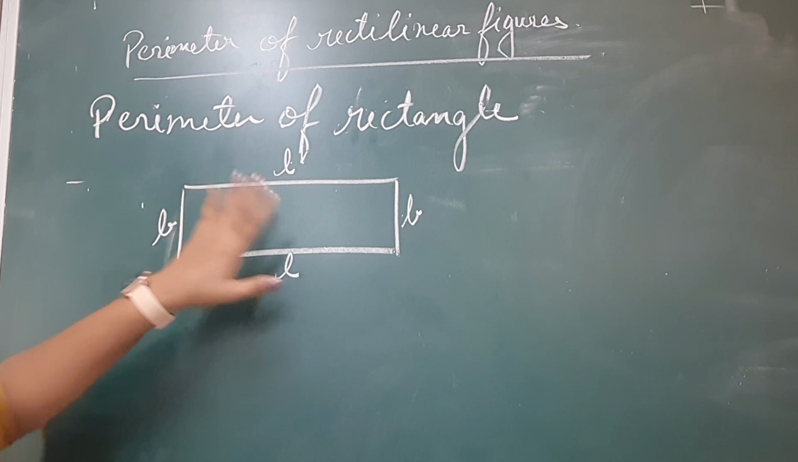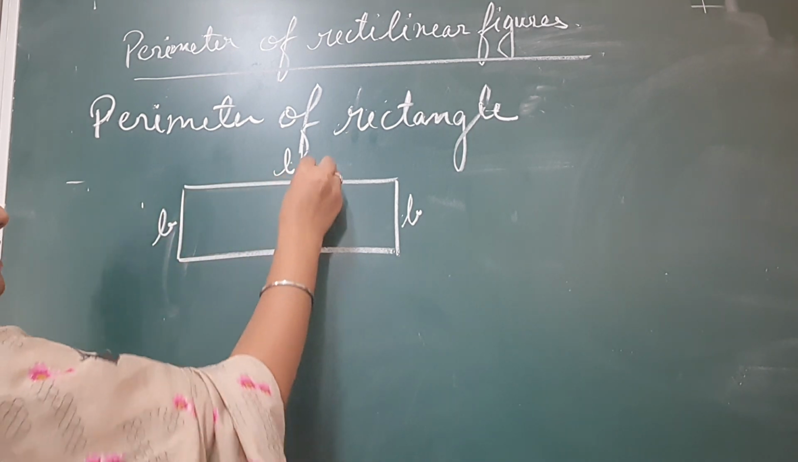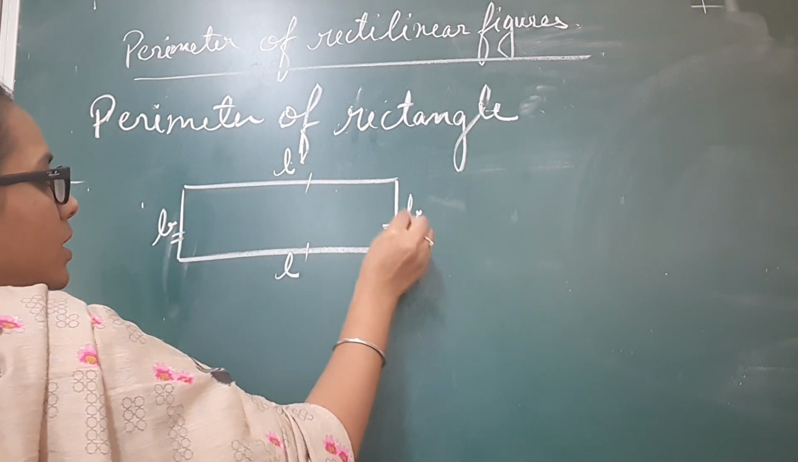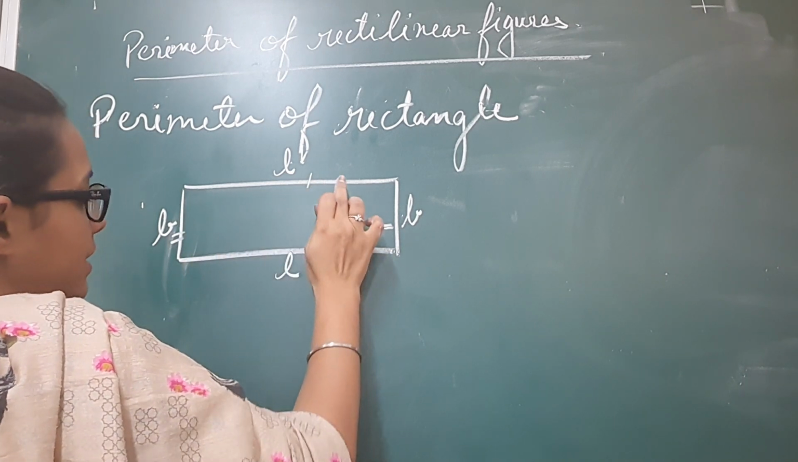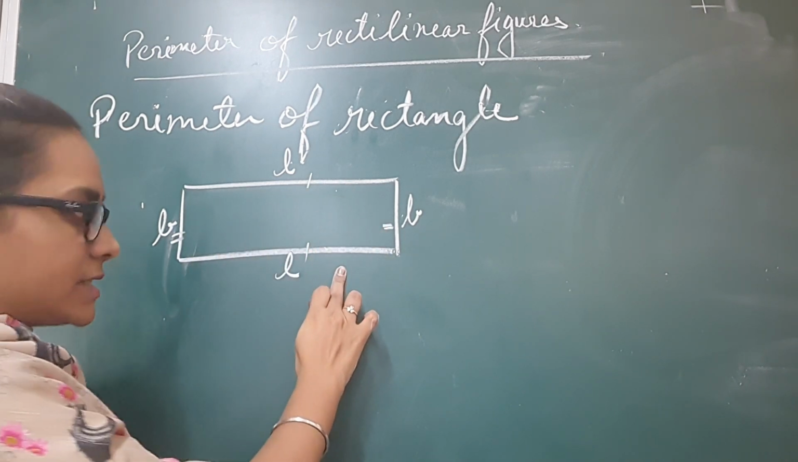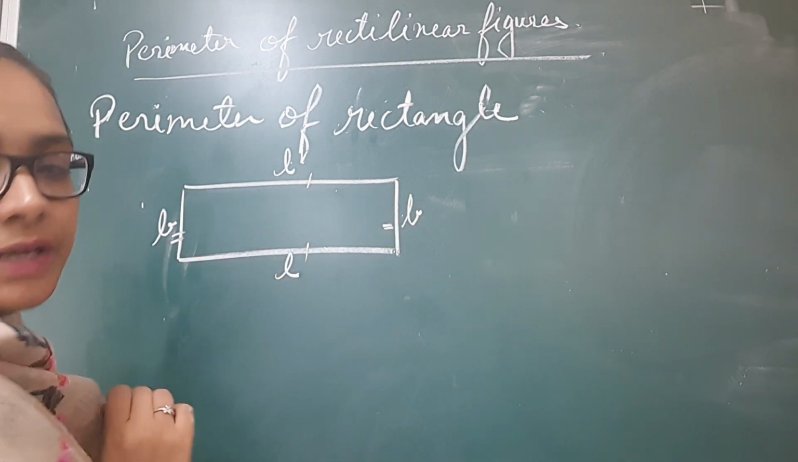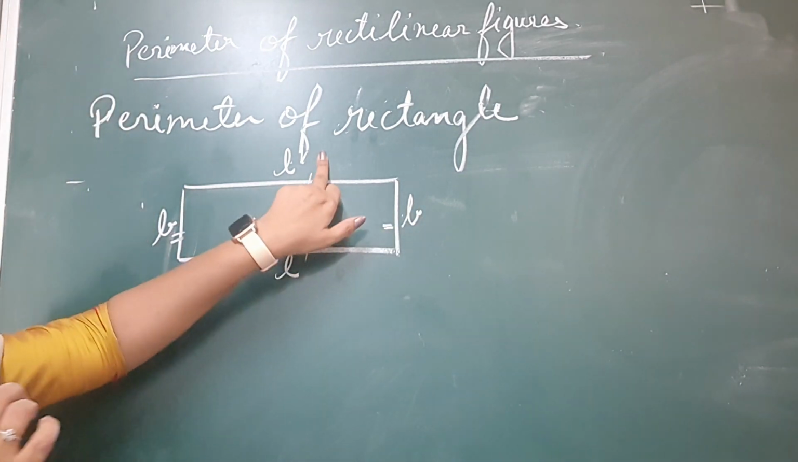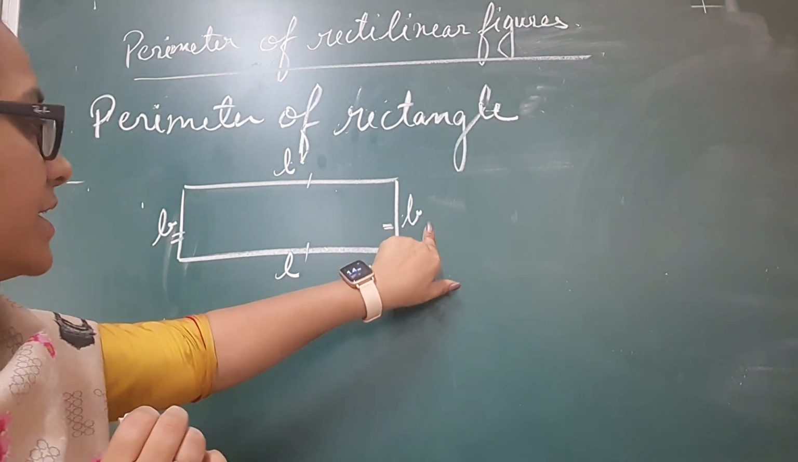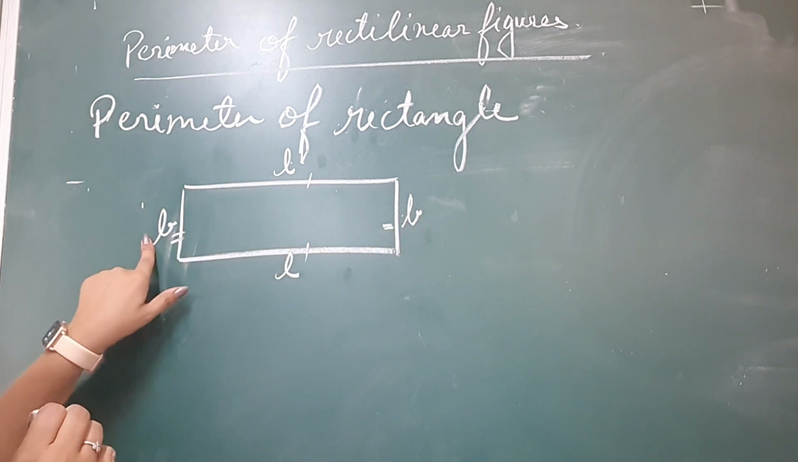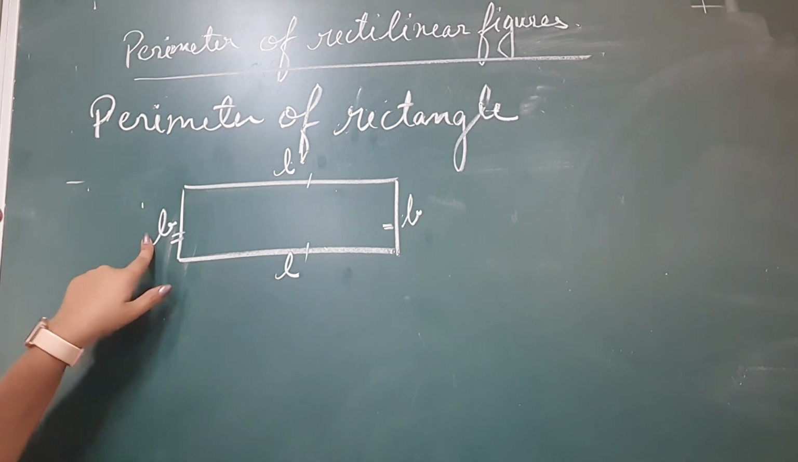From the previous classes, we already know that a rectangle's opposite sides are equal. So whatever the length of this side is, the same length will be on the opposite side also. Suppose this is 5 centimeters, so this will also be 5 centimeters. If this is 3 centimeters, the opposite side will also be 3 centimeters.